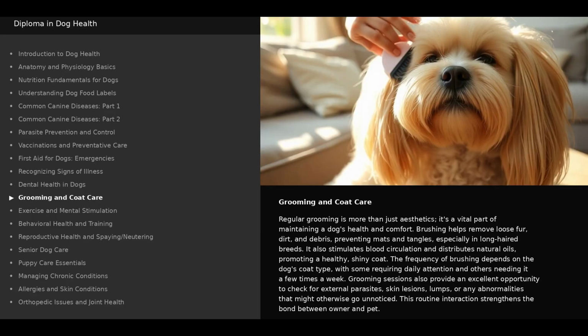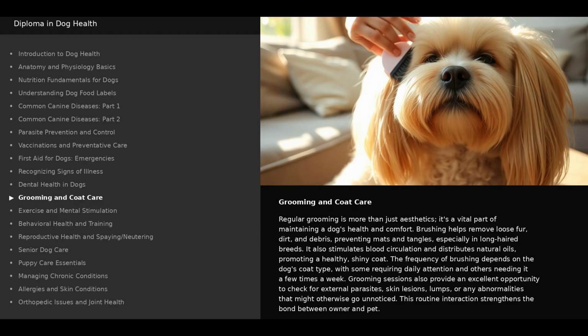Grooming and coat care. Regular grooming is more than just aesthetics. It's a vital part of maintaining a dog's health and comfort. Brushing helps remove loose fur, dirt, and debris, preventing mats and tangles, especially in long-haired breeds. It also stimulates blood circulation and distributes natural oils, promoting a healthy, shiny coat.